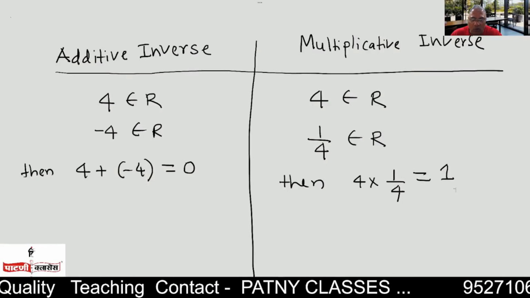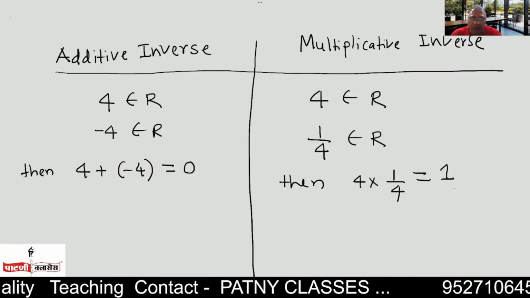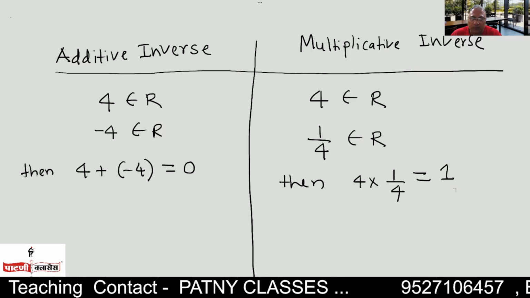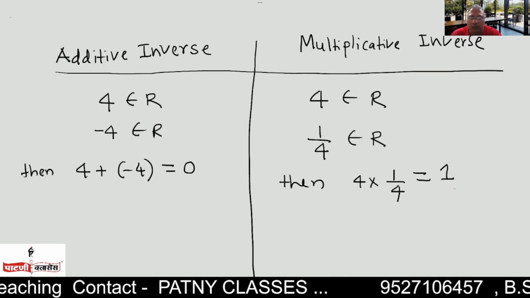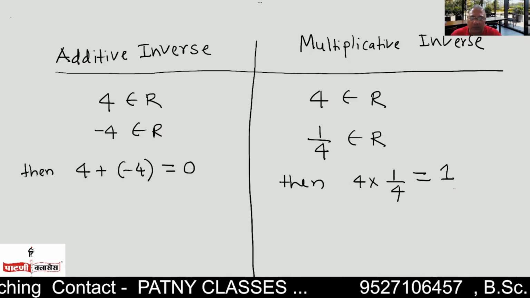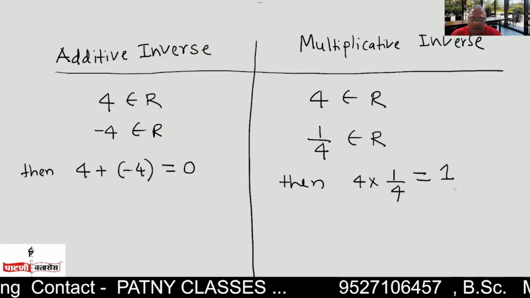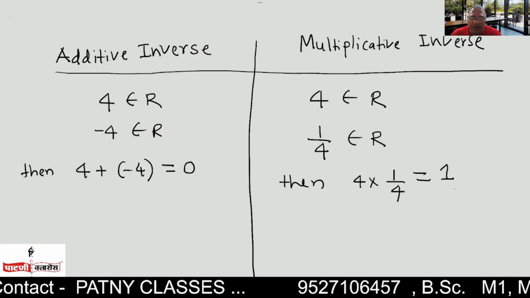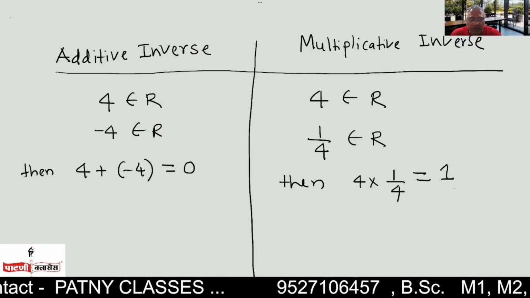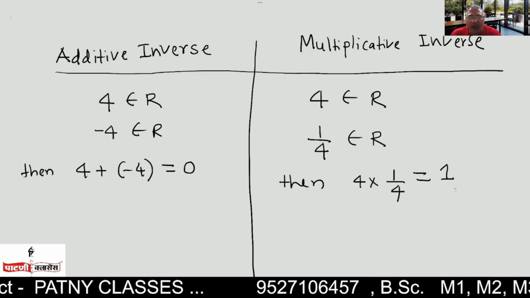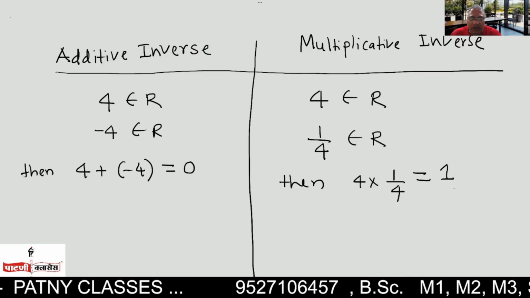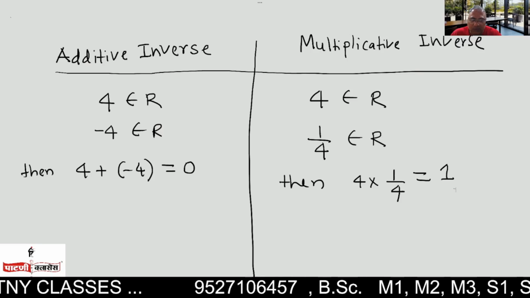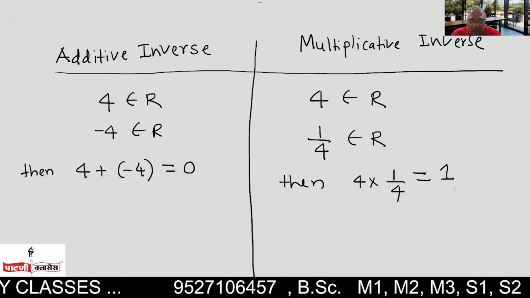Now I am going to talk about additive inverse and multiplicative inverse. I have a number 4 and another number minus 4. Both numbers are real numbers. If we add these numbers, I will get 0. Minus 4 is the additive inverse of 4. We can also say 4 is the additive inverse of minus 4 because their addition equals 0. So, in the case of real numbers, the additive inverse exists.